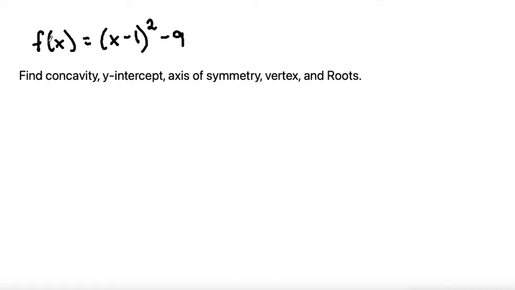So this problem gives me a function, and that function is in vertex form of a parabola. And it asks me to find concavity, y-intercept, axis of symmetry, vertex, and roots. So first of all, let me write out my vertex form. f of x is equal to a times (x minus h) squared plus k.